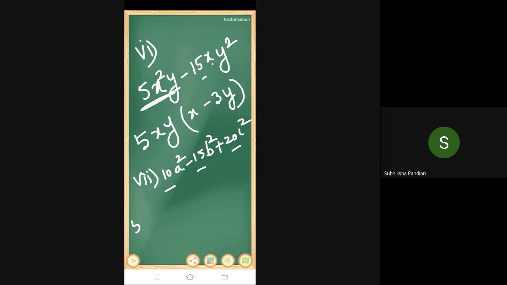Very good. 5 table. Any variable common? No. So now 5 table 10 how many times? 2 times. And write a square. Minus 5 table 15 how many times? 3 times. b square you write as it is. 5 table 20 how many times? 4 times. c square write as it is. So the answer is 5 into 2a square minus 3b square plus 4c square.